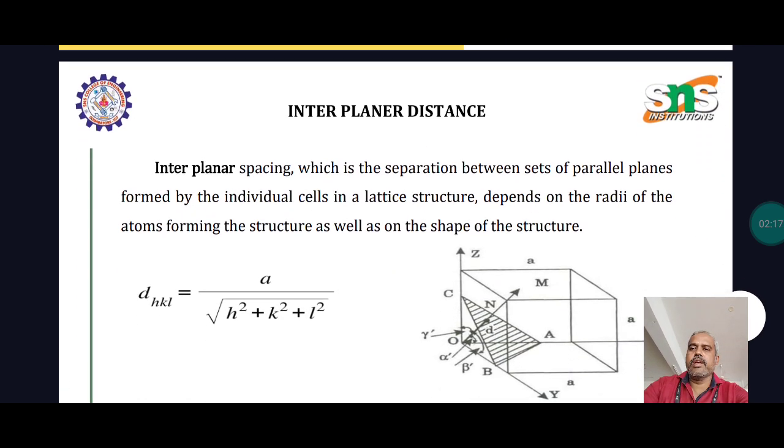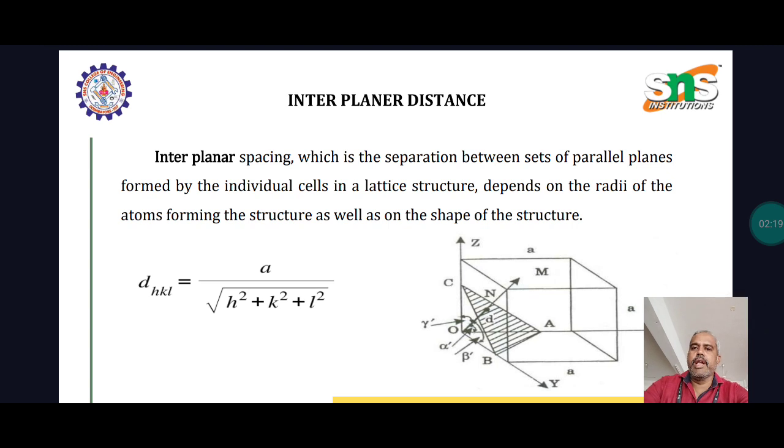The next topic we discuss in this PPT is interplanar distance. The interplanar spacing is the separation between a set of parallel planes formed by an individual cell in a lattice structure. It depends on the radii of the atoms forming the structure and the shape of the structure. So we get the distance between two lattice planes using a formula based on the Miller indices.